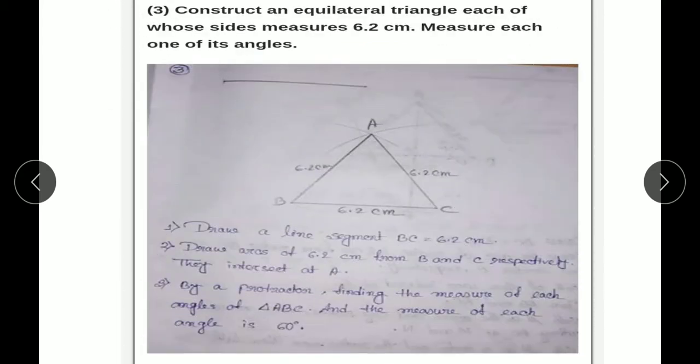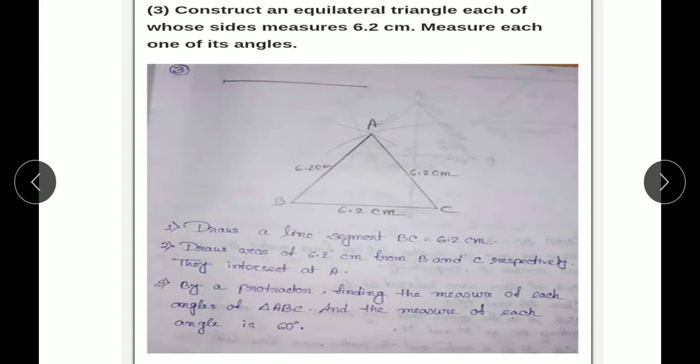Okay, now again next question. Here you have to write the steps of construction. Construct an equilateral triangle, each of whose sides measures 6.2 centimeter. Measure each one of its angles. So first of all, draw a line segment BC equal to 6.2 centimeter.